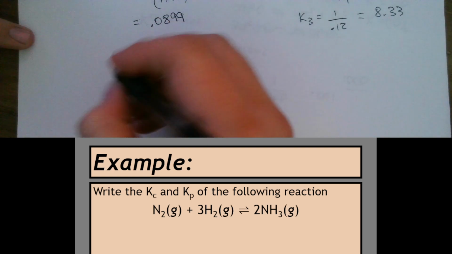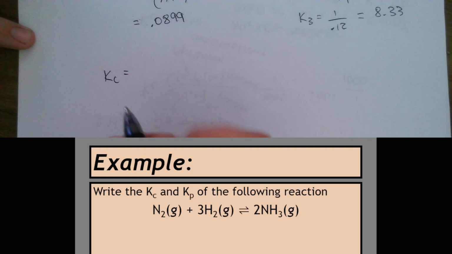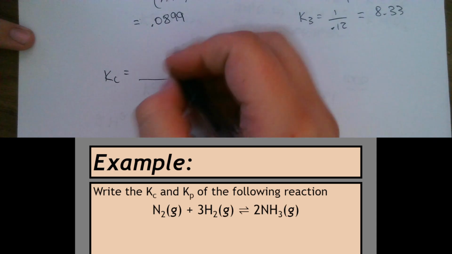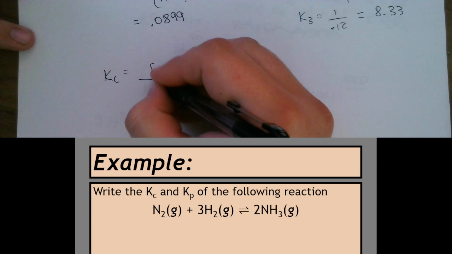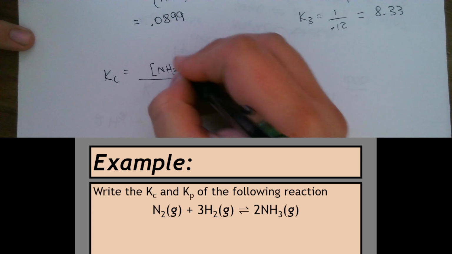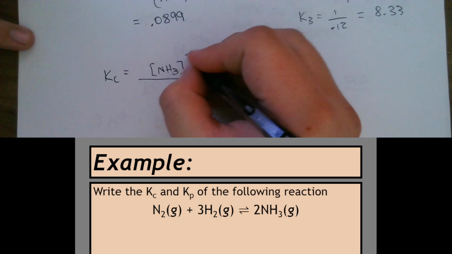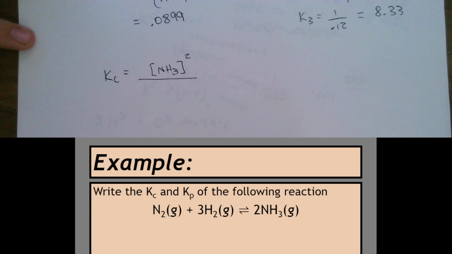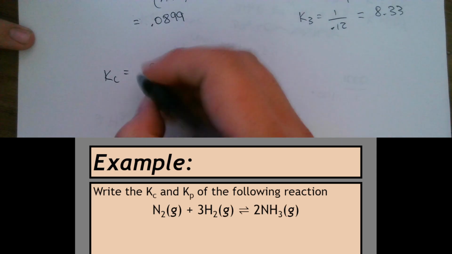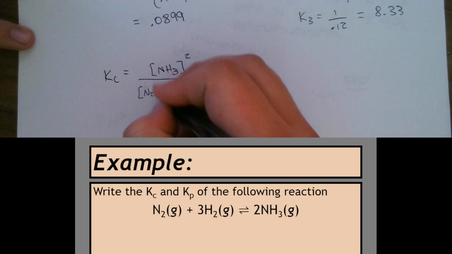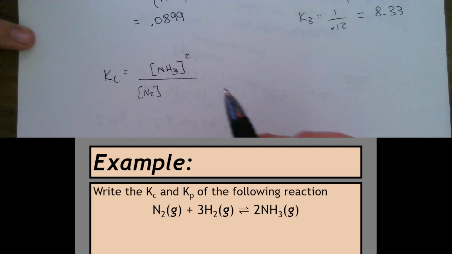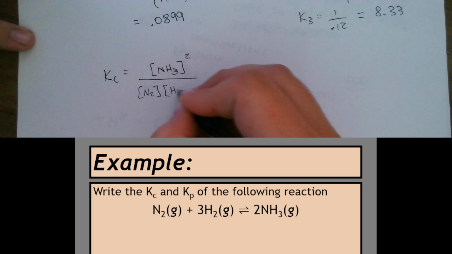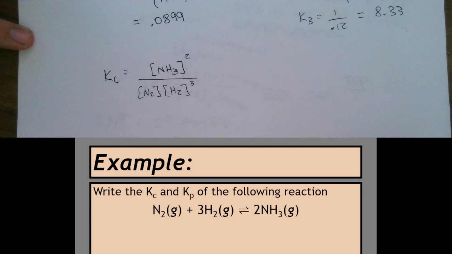All right, so Kc is with concentrations. Because it's concentrations, we're going to use the brackets to write it. I'm going to write NH3 in brackets and put my little 2 above. The bottom, I'll put my reactants. I have N2. That's just 1, so I'll just leave it like that. I have H2, and that one's raised to the third. That's my equilibrium expression with concentrations.